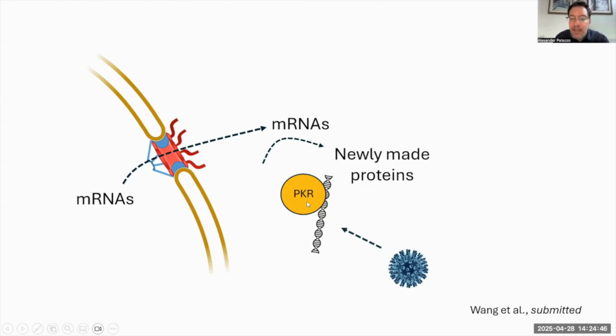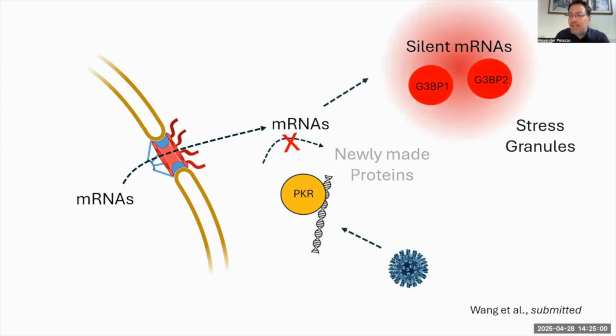What protein kinase R will do is shut down all protein synthesis. It's a precautionary measure. As a result, all of these RNAs are no longer being used to make proteins, and these silent RNAs tend to accumulate in cytoplasmic aggregates called stress granules. These stress granules not only have silent RNAs, but they have stress granule matrix proteins, G3BP1 and G3BP2.